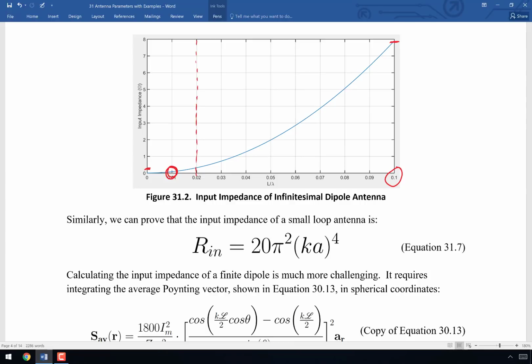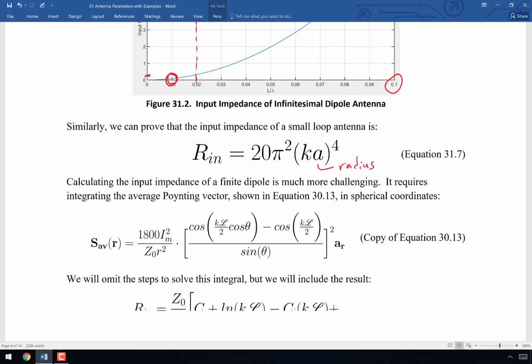Now, we can also calculate the input impedance of a small loop antenna, and I've just listed it here for you. Remember that a is the radius of the loop. The small loop antenna has a behavior that's similar to the infinitesimal dipole. It's also going to be a very low resistance, and so that can be problematic.